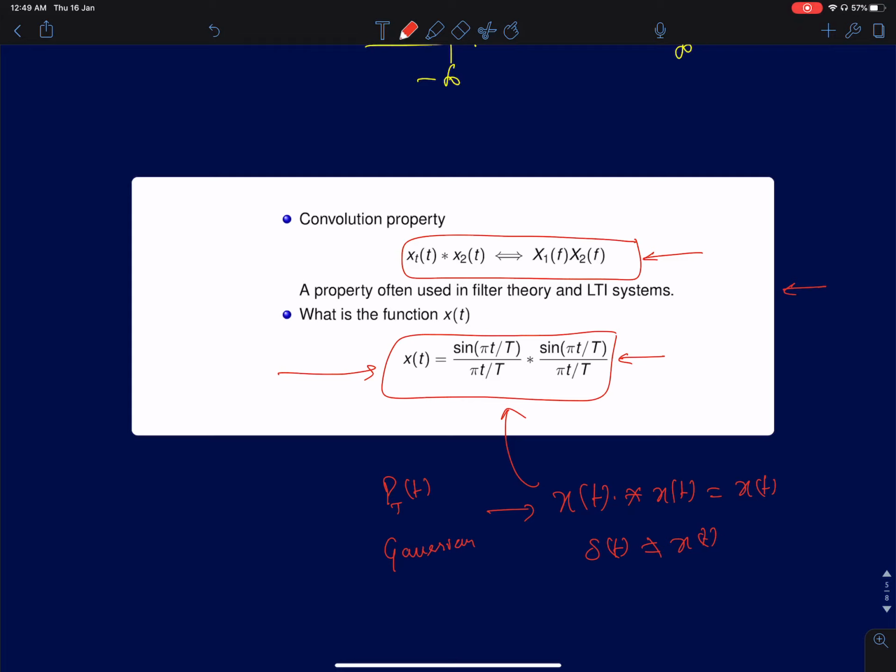And there are many solutions. For different values of t, you can show that all the sinc functions obey this property. So that's it about this. In the next class I'll talk about vector spaces and signals represented as vectors.